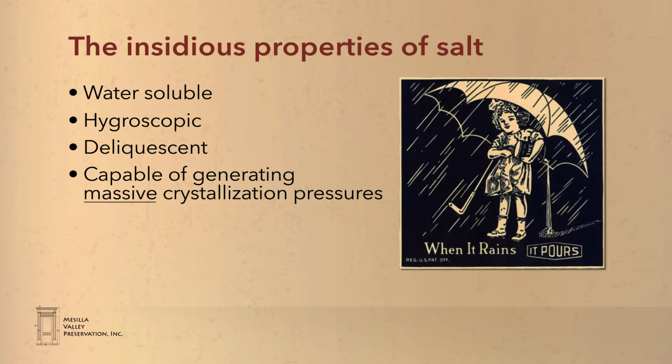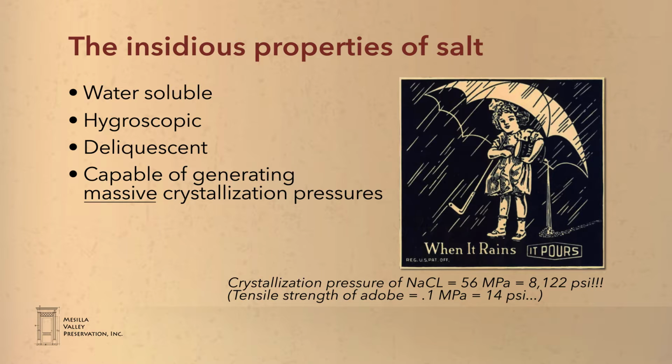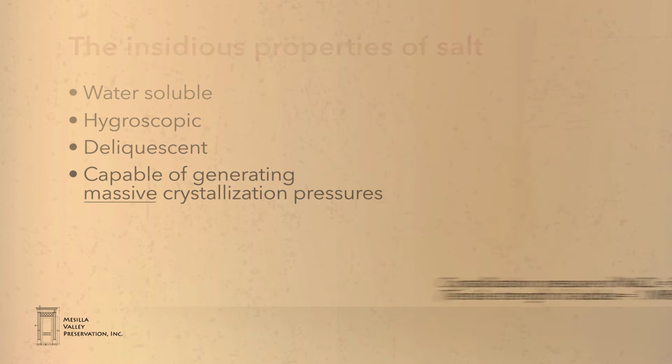It may seem odd that these crystallization pressures could do damage, but the numbers are impressive. For example, the crystallization pressure for sodium chloride, or table salt, or halite, is 56 megapascals, which translates to over 8,122 pounds per square inch. That's over 4 tons per square inch. In contrast, adobe has a very small tensile strength. I found one source that put it at 0.1 megapascal. So there is simply no contest here. In fact, no masonry material can really resist these forces, not brick, stone, or concrete, and certainly not adobe.